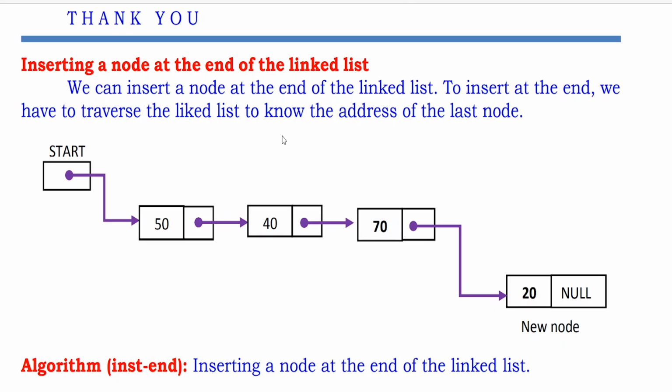We can insert the node at the end of the linked list very simply. Each time, look at each node till the link field of the node is null. Till that, you traverse; always check that the link field is not equal to null. If it is equal to null, then create a new node like in this example. So create a new node, and this address has to be copied here.